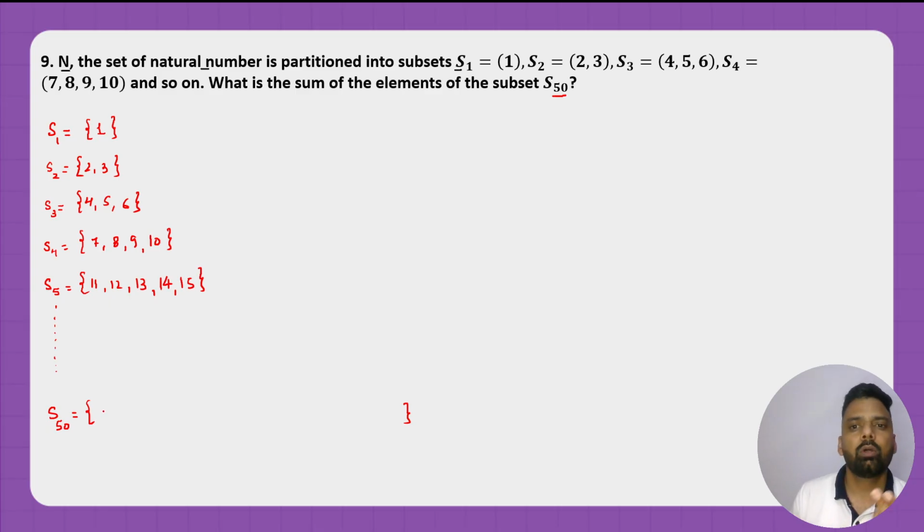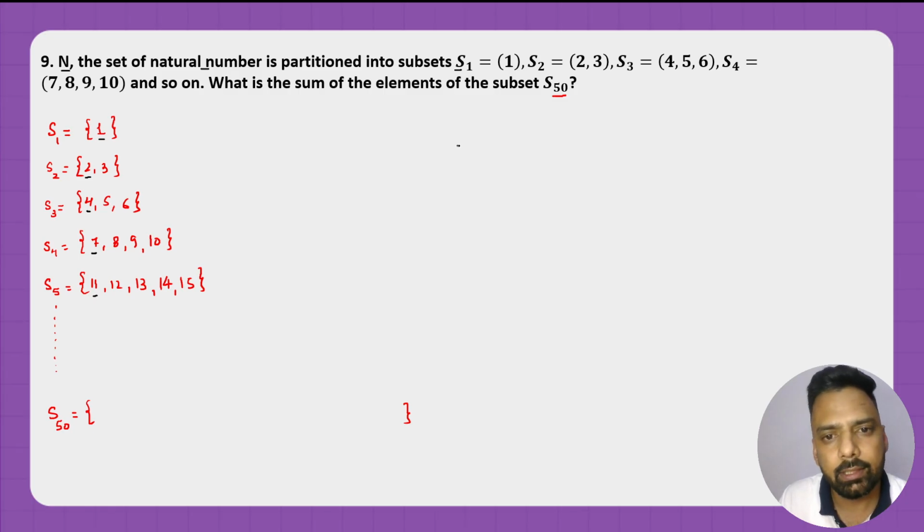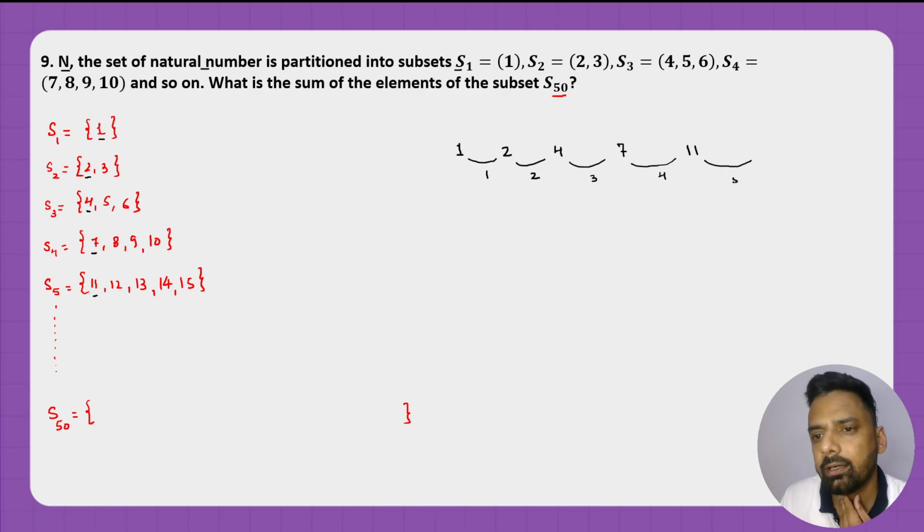But what the first element will be, that we have to figure out. How will we figure that out? Let's pay attention to the first element of each set and see if there is a pattern. The first element is 1, then 2, the third set's first element is 4, the fourth set's first element is 7, the fifth set's first element is 11. Clearly there is a pattern involved: 1 plus 1 is 2, 2 plus 2 is 4, 4 plus 3 is 7, 7 plus 4 is 11. So the next term I can predict: I will add 5 to it, 11 plus 5 is 16. Then the next element will be plus 6, which is 22.